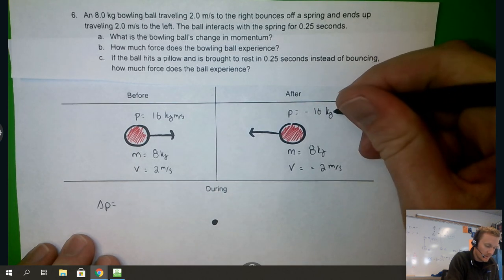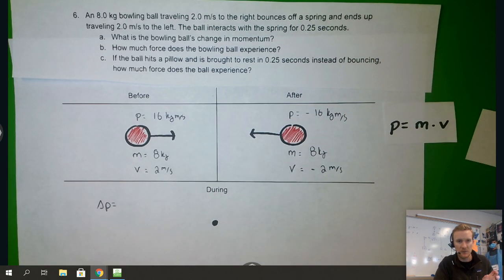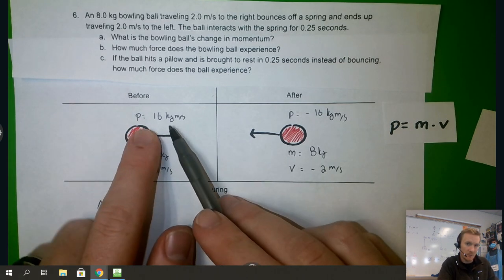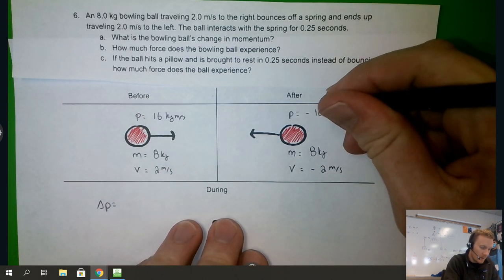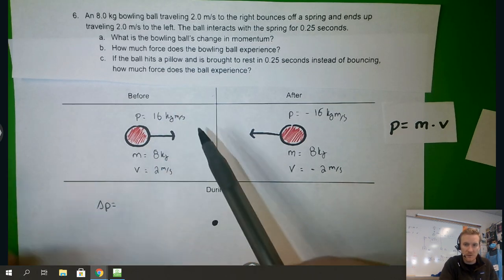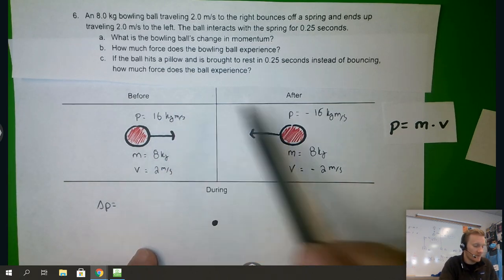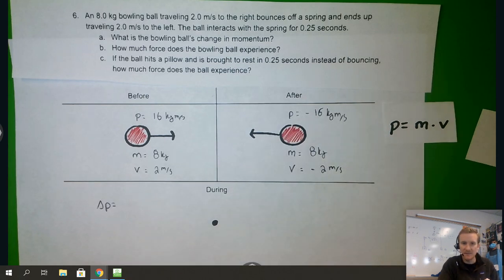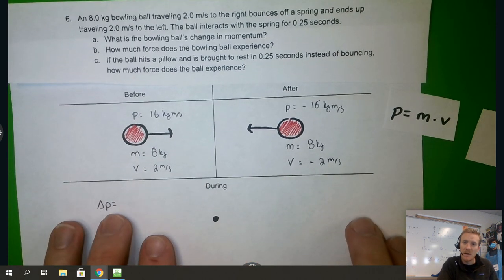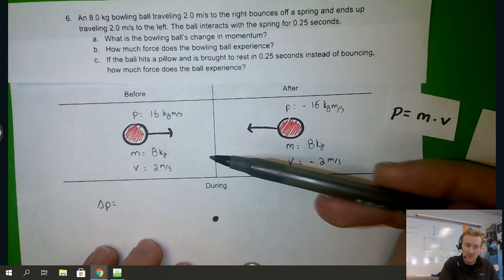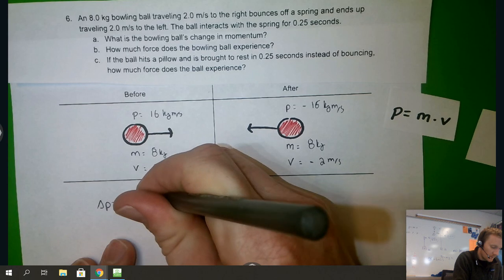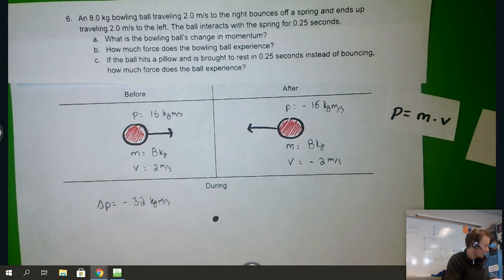Okay, so our impulse, our change in momentum, is equal to the difference between our final and starting momentum. Because they are going in opposite directions, the impulse is going to be pretty big. To go from 16 to negative 16 is a difference of 32. The difference between 16 and negative 16 is 32. And because the change was in the negative direction, we're going to say that the impulse is negative 32 kilogram meters per second.